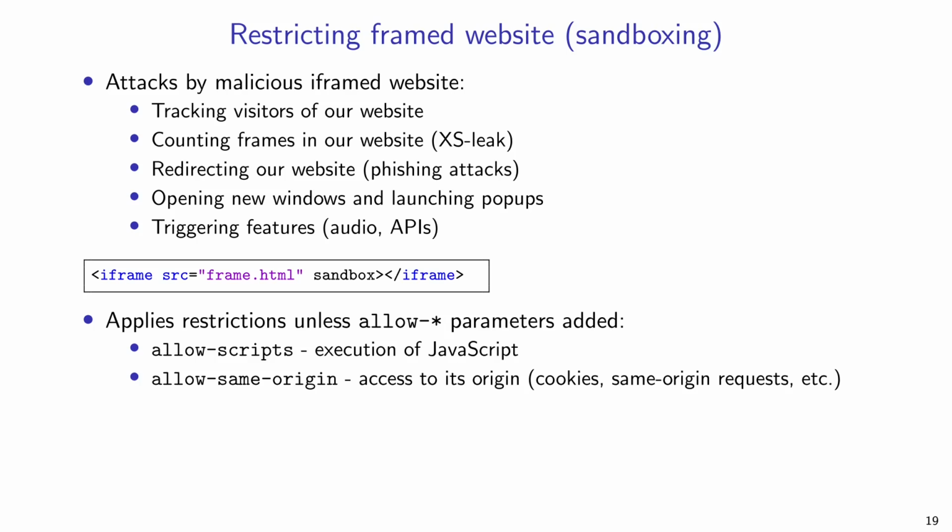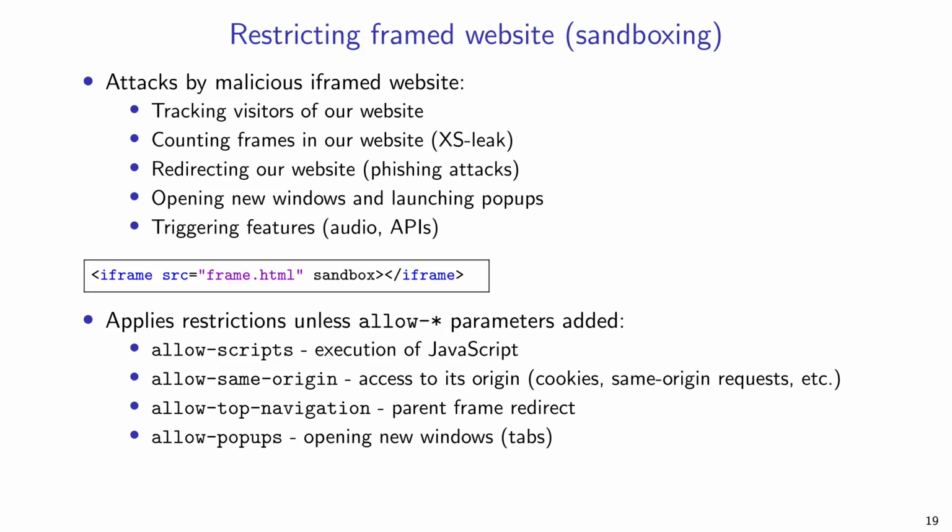Then it also blocks access to the website's own origin, meaning that the iframe website cannot access its cookies, make same origin requests, and so on. So this should prevent cookie-based tracking of our visitors. Then it blocks attempts to redirect the parent frame, the website's window, although this attack only matters if JavaScript execution is allowed in the first place. Similarly, it blocks opening new windows or tabs and prevents alert dialogues from triggering. There are more restrictions that sandboxing applies, but these are the key ones to mention.